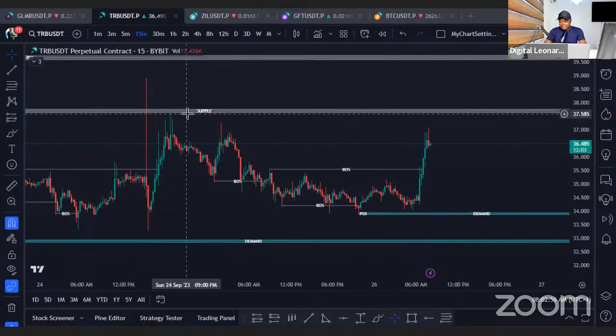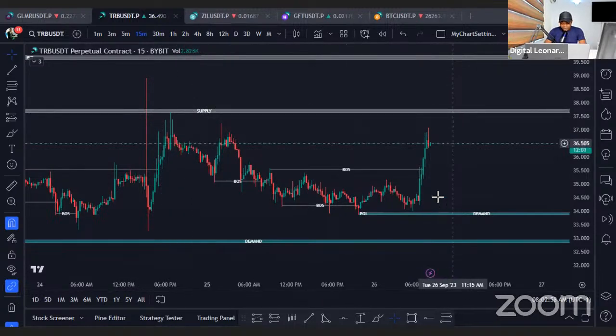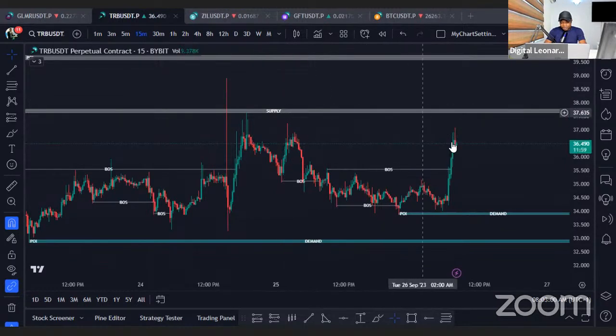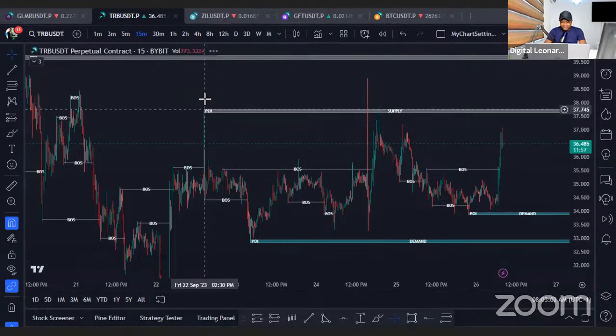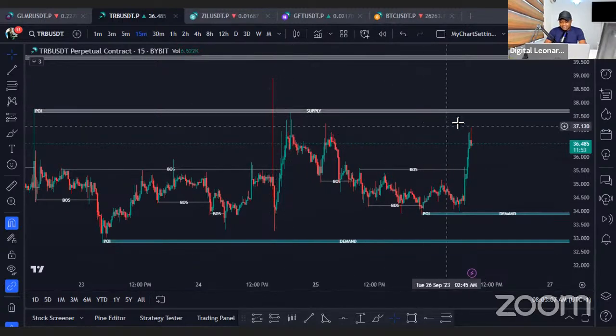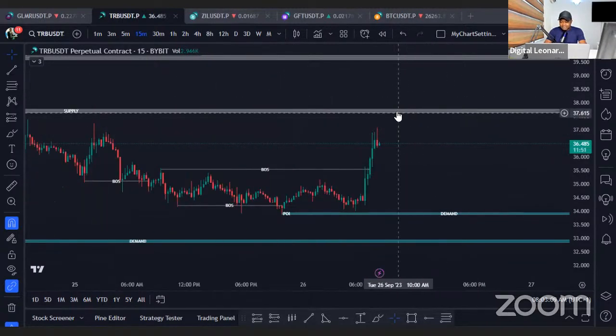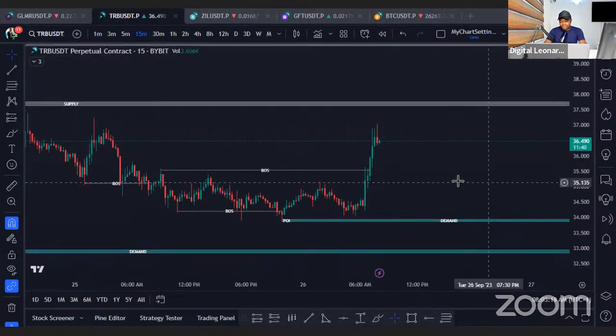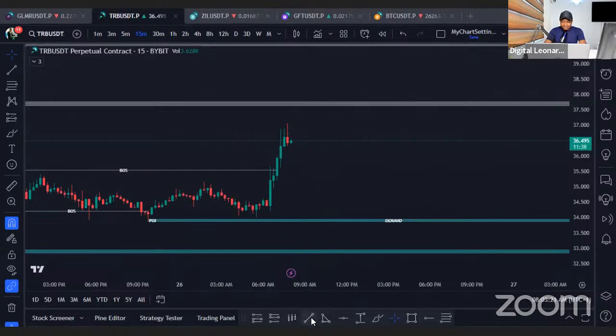I'm looking at this level of 37.5 for a short trade, because we've been consolidating here for a while. We rejected here previously, and we rejected here again and again. So I'm still looking at this area of 37.5, 37.6 level for the TRB token. If we do reject this area again, I'll be looking to take a trade to the downside. That's personally what I will be looking at for this token right now.